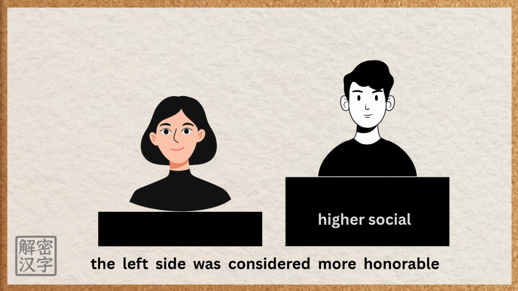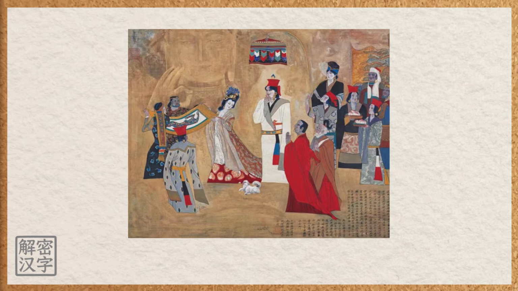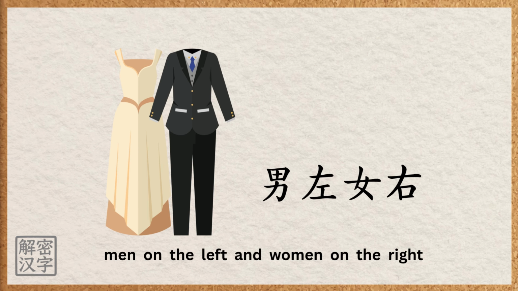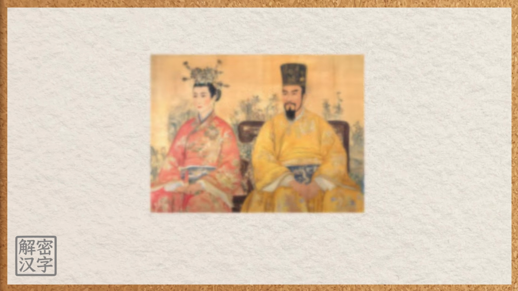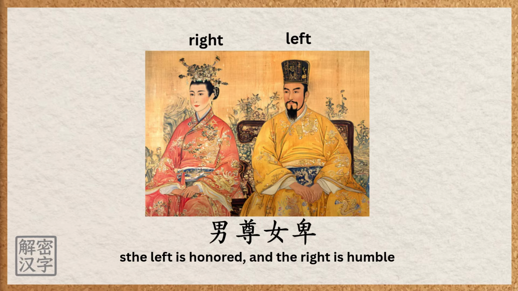Because men held a higher social status at the time, they usually stood on the left, while women stood on the right during ceremonies. That's why we have a traditional saying in Chinese, 男左女右, which means men on the left and women on the right. For instance, in imperial China, the emperor sat on the left while the empress sat on the right, symbolizing the idea of the left is honored and the right is humble.